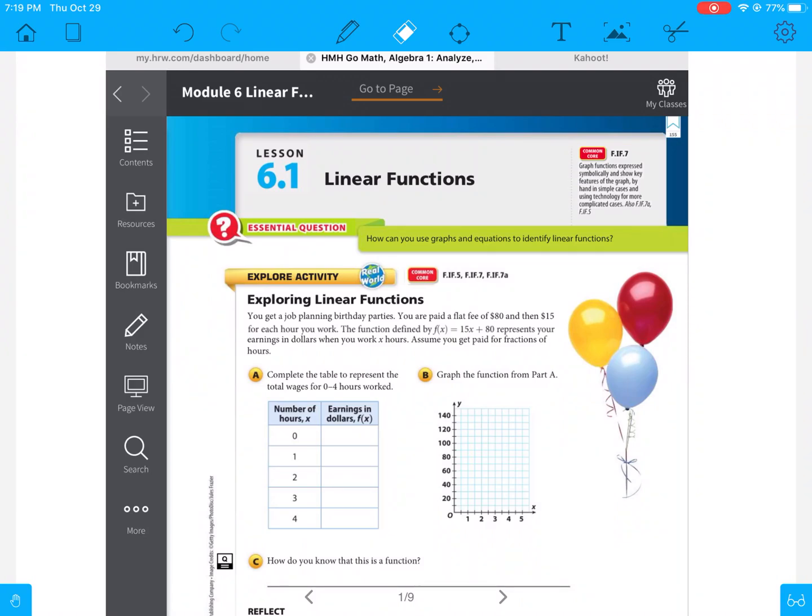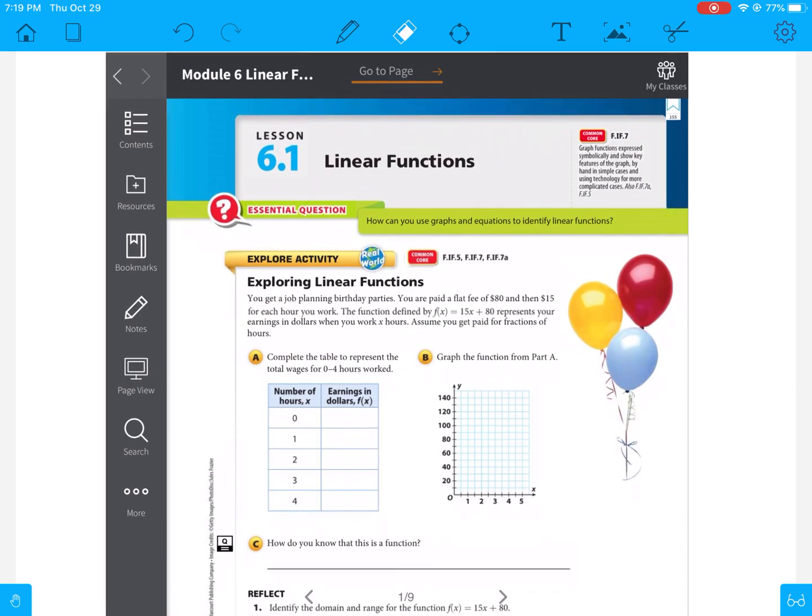This is Mr. Roush with your first lesson, Module 6.1, Linear Functions. Our essential question is how can you use graphs and equations to identify linear functions? So you should know that linear means a straight line.